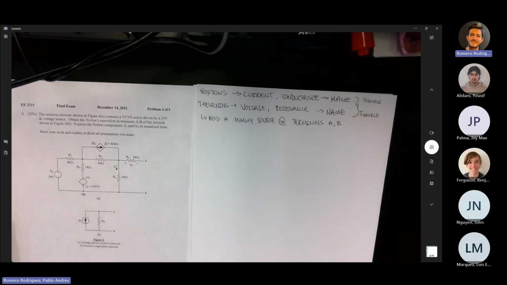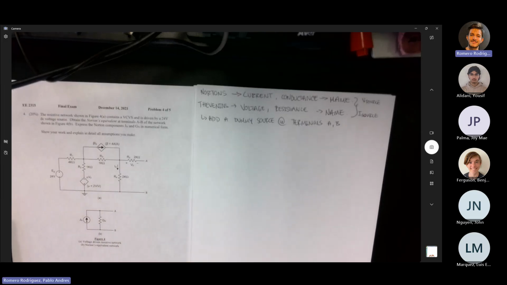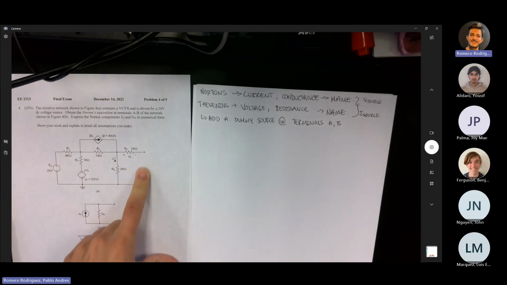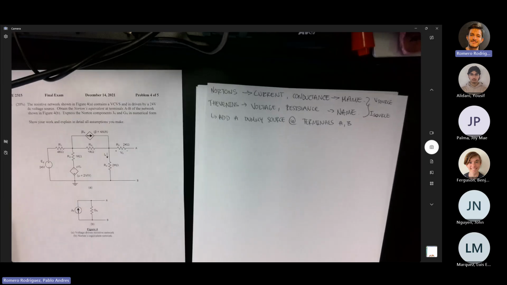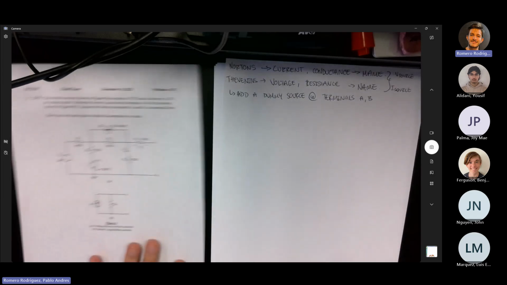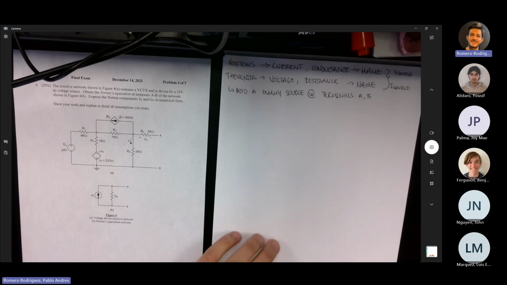When you say dummy source, you're talking about the nodes? Yeah, you're going to add a source here. I was trying to figure out what you meant by dummy source. It's called dummy source because usually it's a value of 1, and you just use it for changing the value, so you don't have to do any math involved.